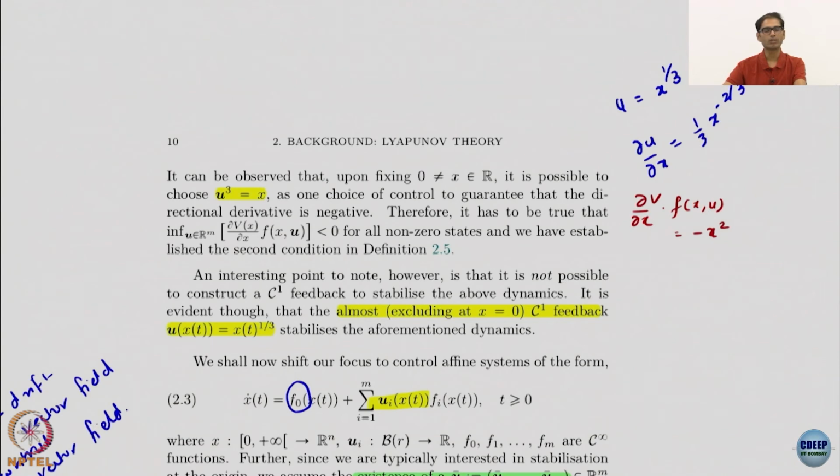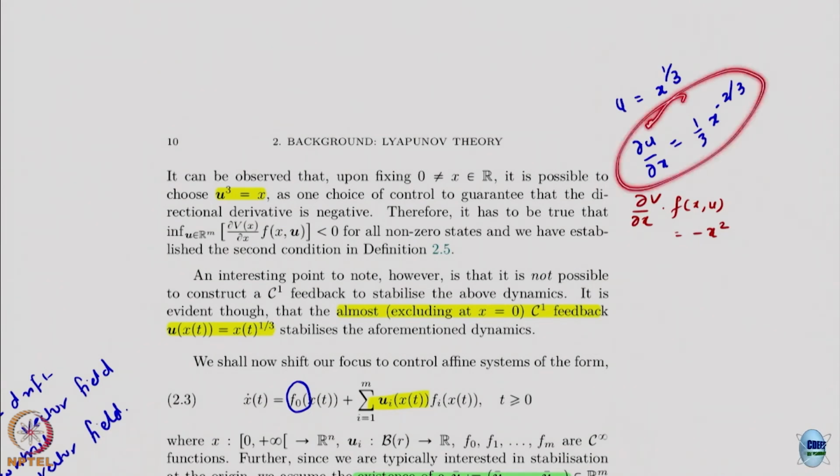So, if I choose u cubed equal to x, the control is x to the power 1/3, very nice everywhere, but at the origin the derivative blows up. So it is not smooth, it is continuous; in fact it is smooth everywhere but at the origin.